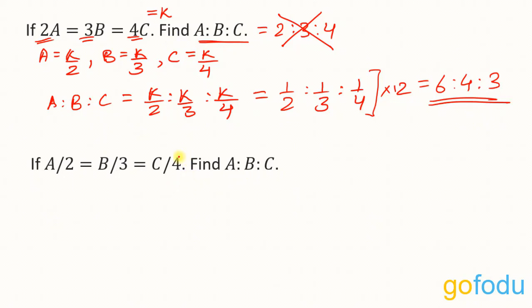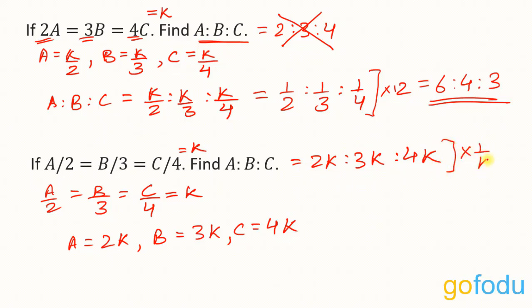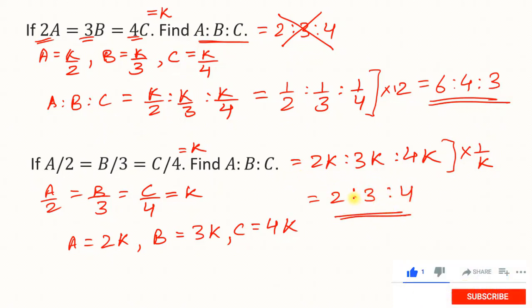In this next case also, we will equate this to K. A by 2 is equal to B by 3 is equal to C by 4 is equal to K. So A will be equal to 2K, B will be equal to 3K and C will be equal to 4K. A is to B is to C will be equal to 2K is to 3K is to 4K. Divide the ratio throughout by K, or you can multiply the ratio throughout by 1 by K and we will get 2 is to 3 is to 4 as the final ratio A is to B is to C.